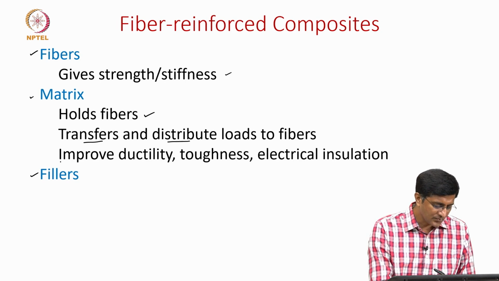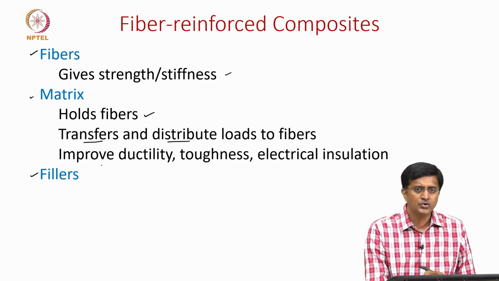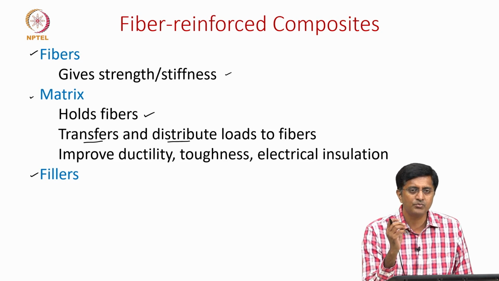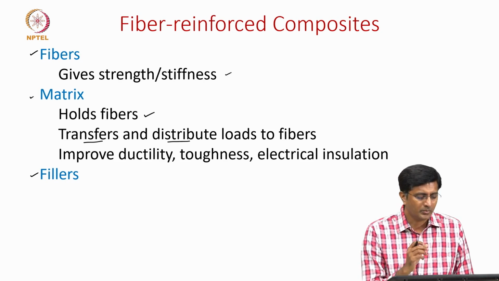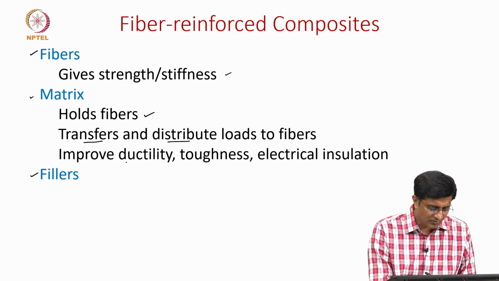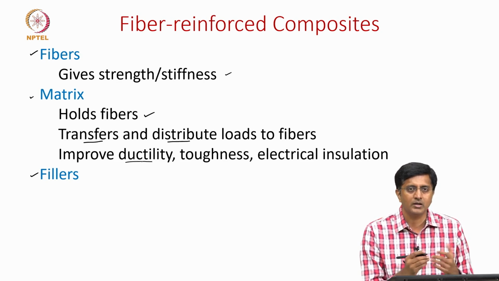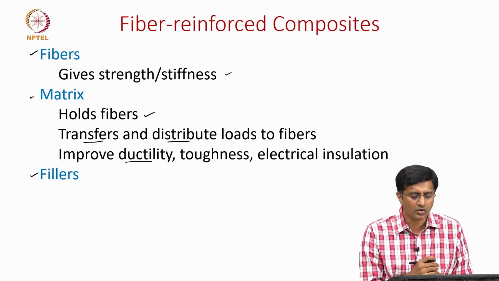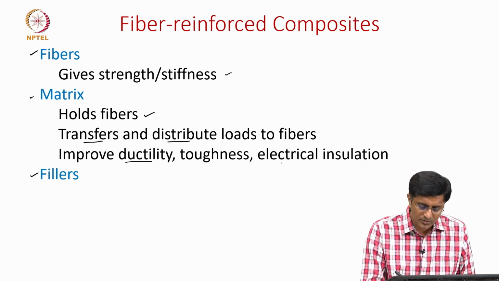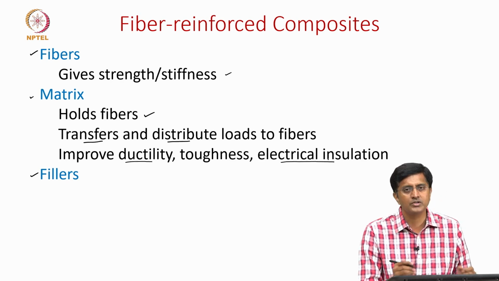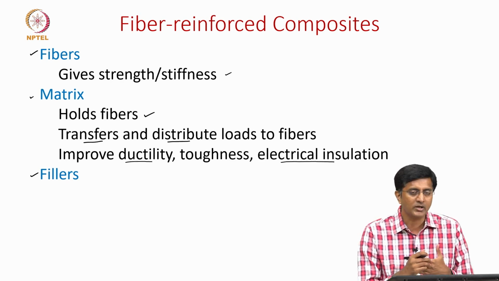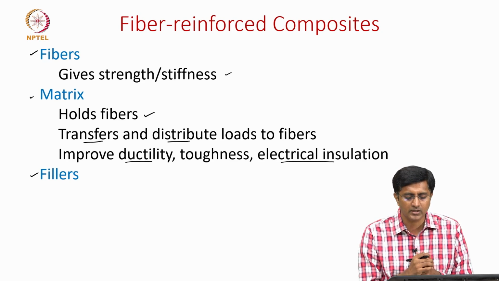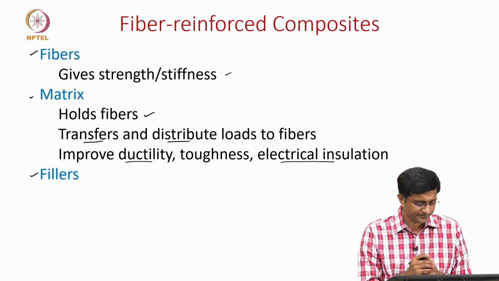There are other reasons why we use matrix, because usually fibers are stiff, and some of them are even brittle, but when we have a matrix material which behaves like a ductile material, then there is some ductility in the composite. And sometimes we also need electrical insulation, because some of these fibers are electrically conductive, but once we have a matrix material such as polymers, they ensure that these composites are electrically insulated.